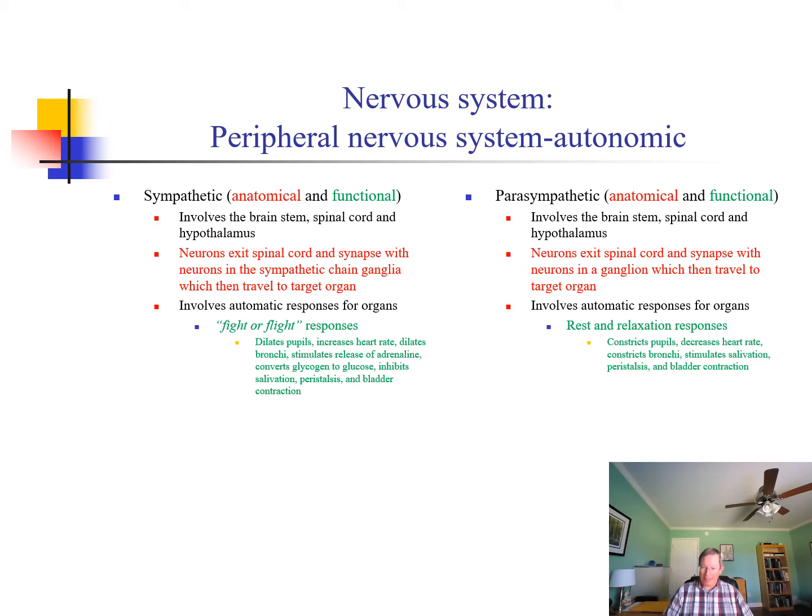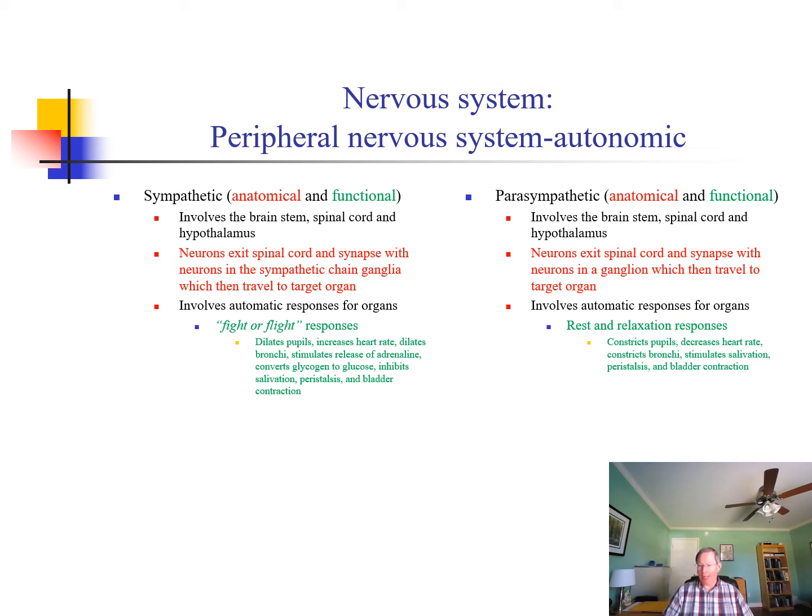Now the last section of the peripheral nervous system is the autonomic nervous system. And I've mentioned this many times throughout lectures. This is branched into two parts, the sympathetic and the parasympathetic nervous system. Now, both the sympathetic and the parasympathetic nervous systems have both anatomical as well as functional differences. And so I'm going to talk about those.